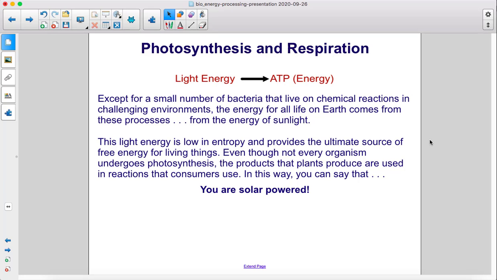Except for a small number of bacteria that live on chemical reactions in challenging environments, the energy for all life on Earth comes from these processes, from the energy of sunlight. This light energy is low in entropy and provides the ultimate source of free energy for living things. Even though not every organism undergoes photosynthesis, the products that plants produce are used in reactions that consumers use. In this way, you can say that you are solar powered.